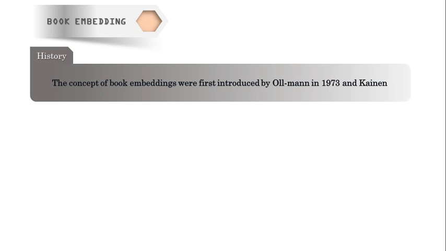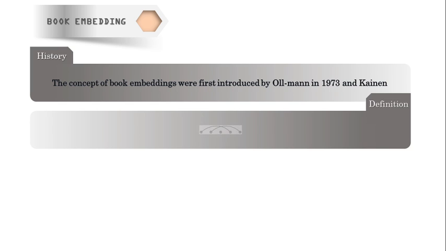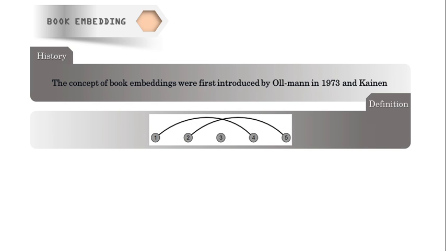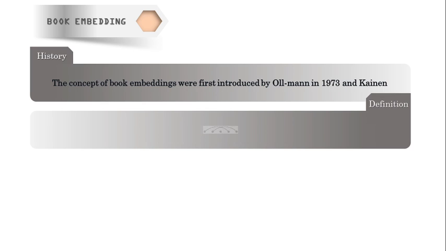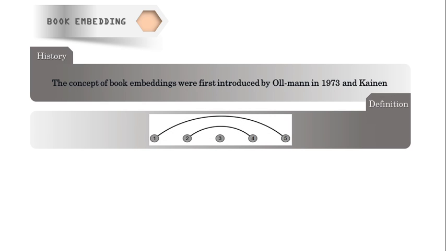Book embedding. The concept of book embeddings was first introduced by Ullman in 1973 and Cannon. A book embedding is a graph with vertices embedded in a straight line, with edges assigned colors such that no edges of the same color cross and no edges cross the line in which the vertices are embedded. A book embedding is a graph with vertices embedded in a circle and edges drawn across the circle and colored in such a way that no crossing edges are of the same color.